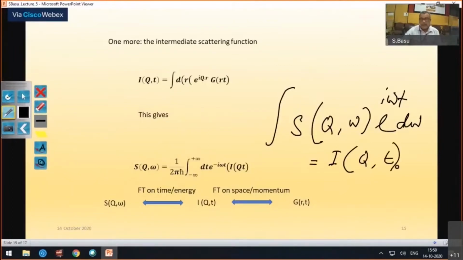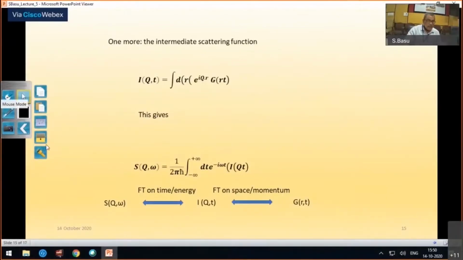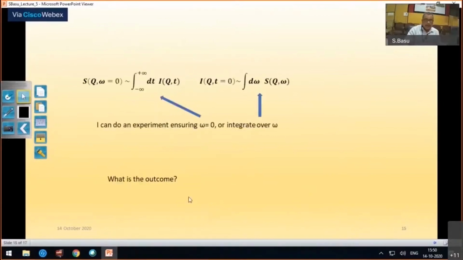I of q, t is nothing but the Fourier transform of the real space information as a function of time. That r has been replaced by t. So I have two Fourier transforms, one over omega, one over t.